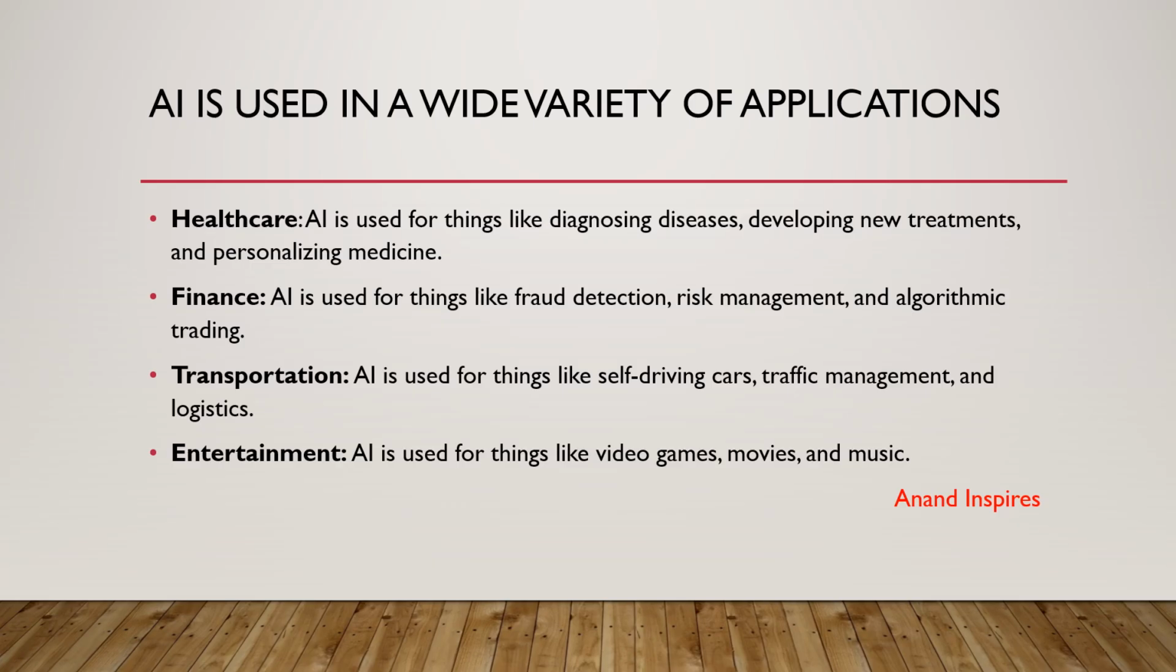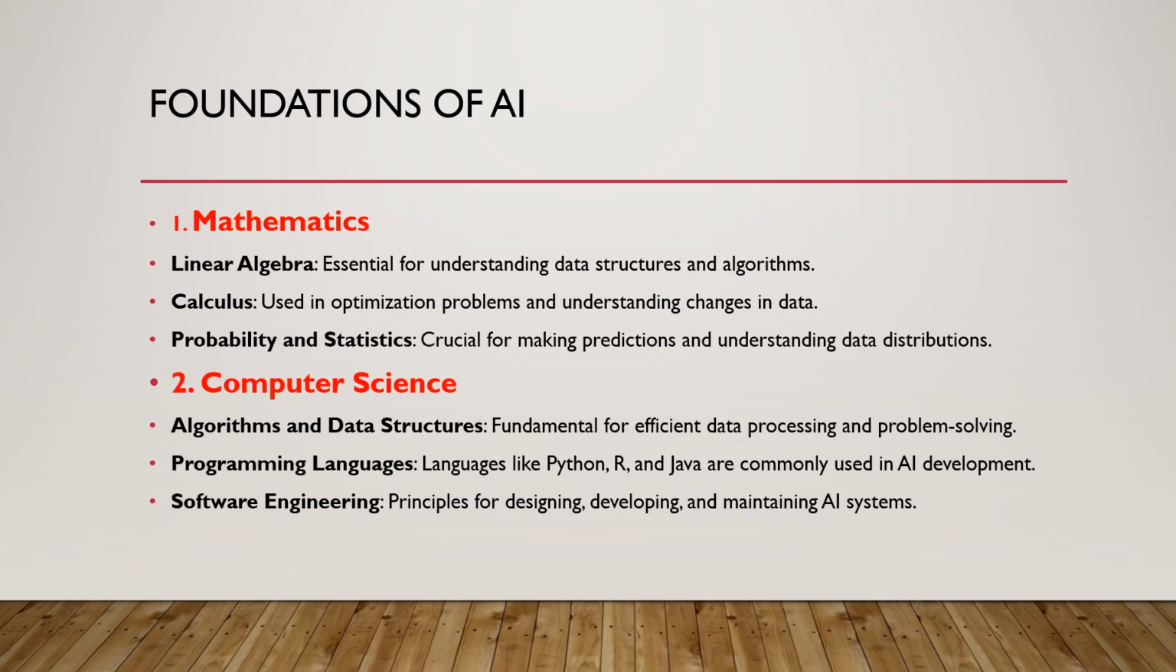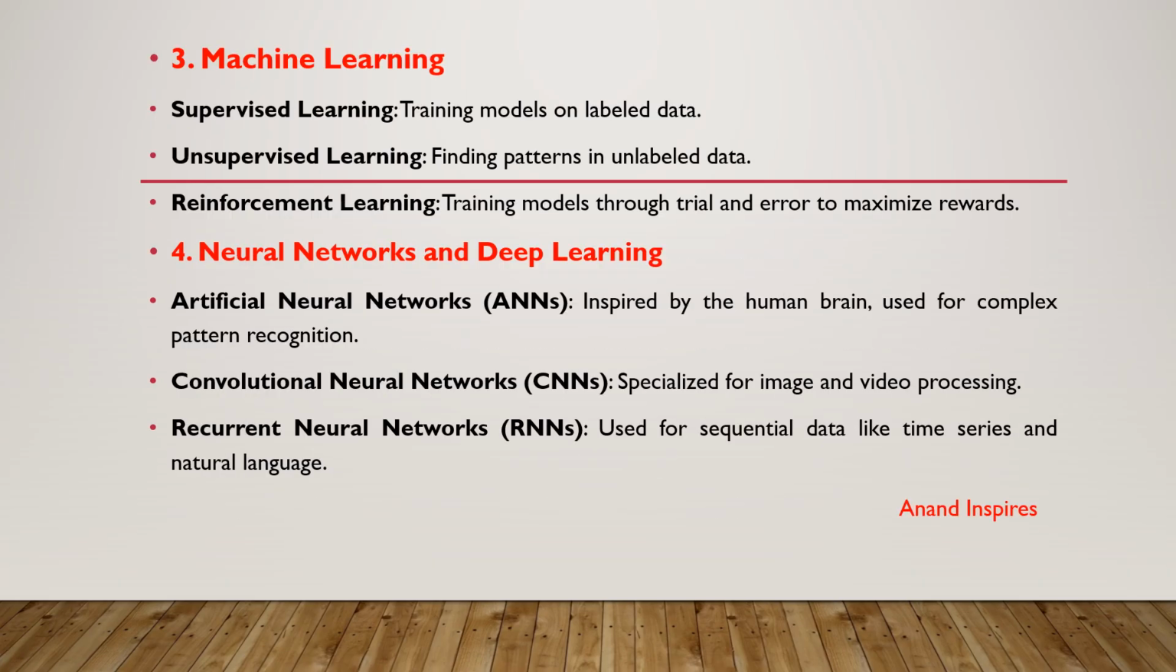Then the entertainment industry: AI is used for things like video games, movies, and music. Every app-related thing now has AI as a part. It is partially integrated, but in the next one or two years it will be fully integrated with all apps. That will be a full change, a strong AI. Third one is called machine learning.